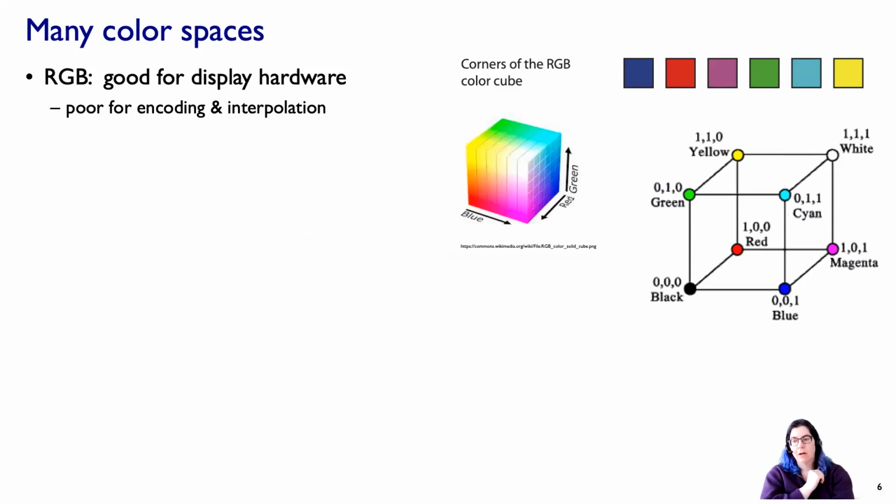It forms a cube. We can have a cube where the corners of it are these fully saturated colors of yellow and green and cyan and magenta. And then we have these two other corners of white and black. And you can vary to get any color. But what's this not good for?